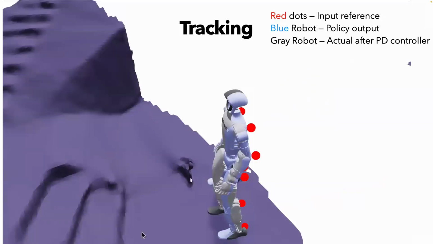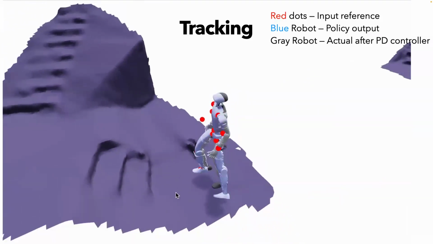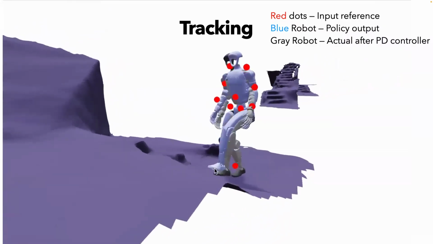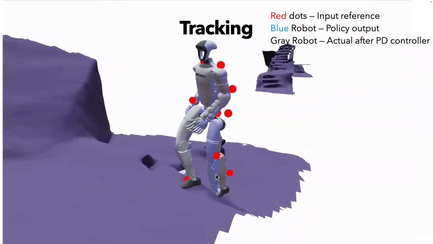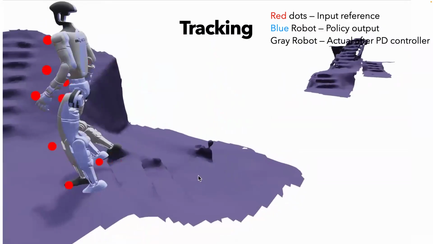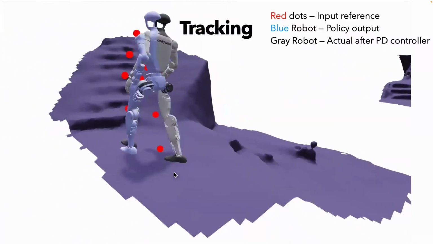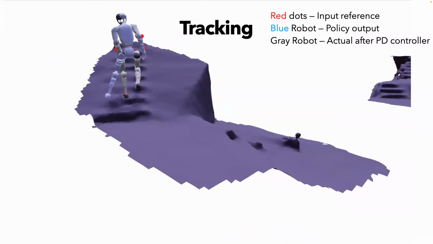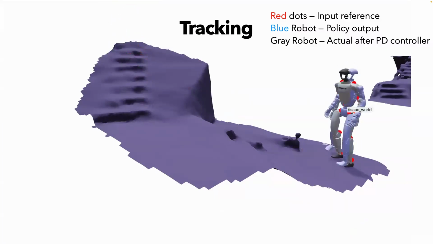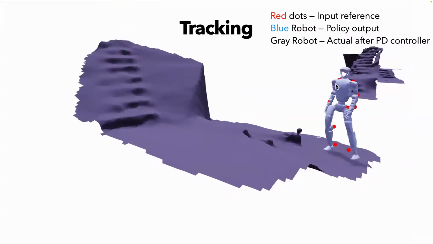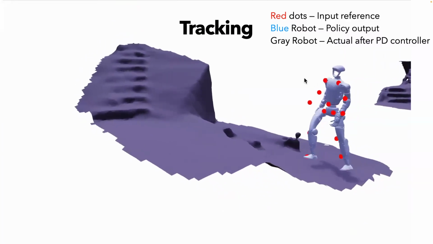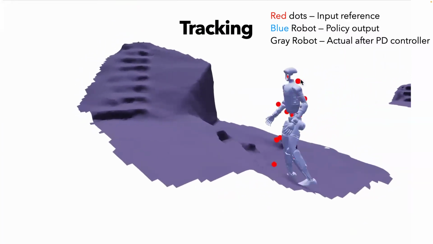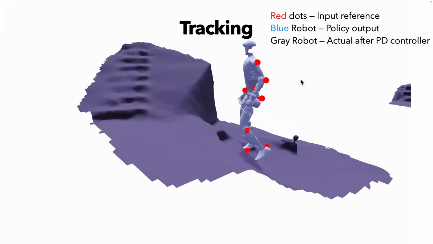This is an interesting, great visualization that describes the tracking. The red dots are the input reference, right? This one is just memorizing this particular sequence during training. The blue robot is actually the policy output. It's really interesting when it's about to step onto the staircase, you get this sudden motion because you've got to push hard, and that's what you're sending to the PD controller. The gray is what actually comes out of the PD controller. Okay, so I think this is a really neat visualization to understand how these things are happening.